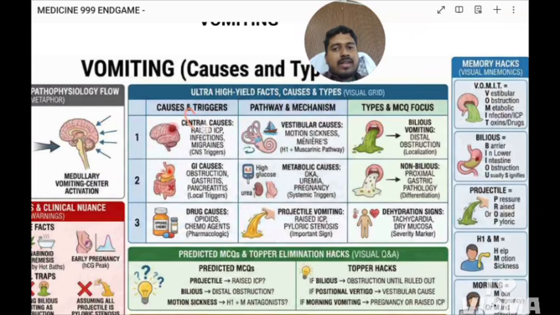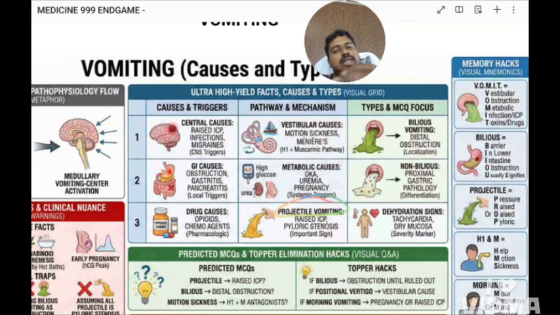Now, what is the pathway for central causes? It is most commonly either direct insult to the CNS, or vestibular causes like motion sickness, Meniere's disease. So that vestibular system overactivity will cause vomiting. Then there are metabolic causes also, like for example, DKA, uremia, pregnancy.